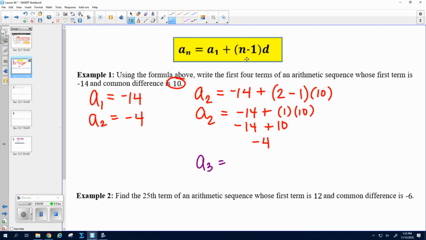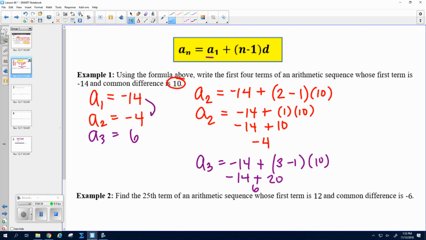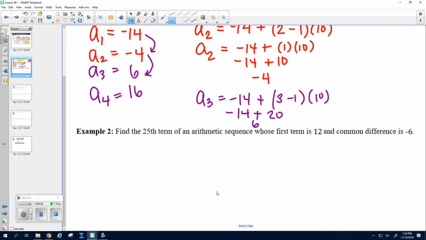Okay. So what's the first term? Still negative 14 plus, what do I plug in for n this time? 3 minus 1 times, what's the common difference? 10. So I have negative 14, this is a 2 times 10 is 20. Negative 14 plus 20 is 6. So the third term is 6. Notice, what did we add to get from here to here? We added 10. What did we add to get from here to here? So what's the next term going to be? 16. Could you guys work it out using the formula? Yes. Okay. All right, example 2.